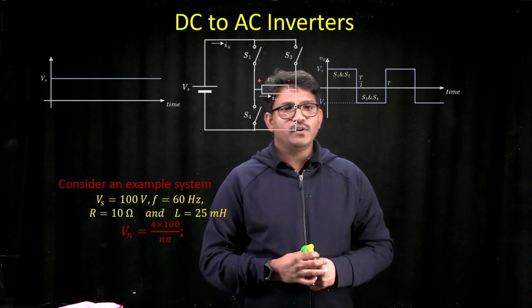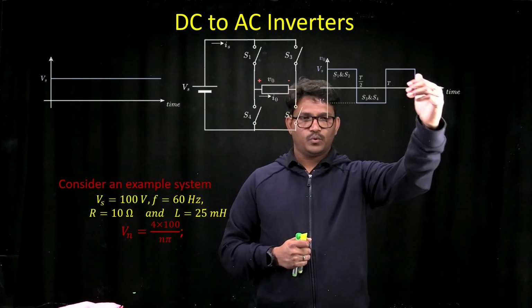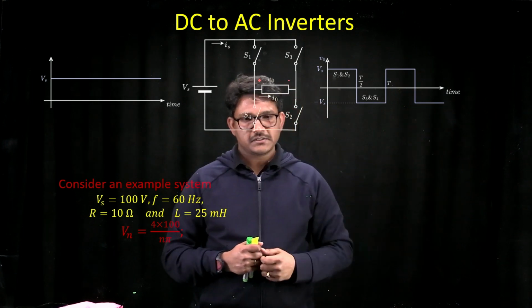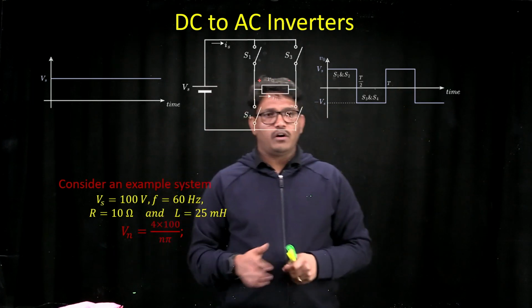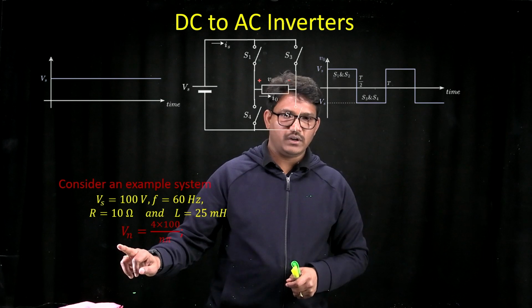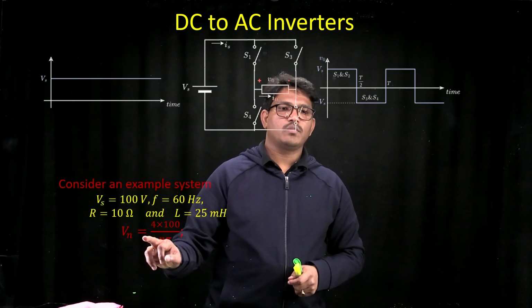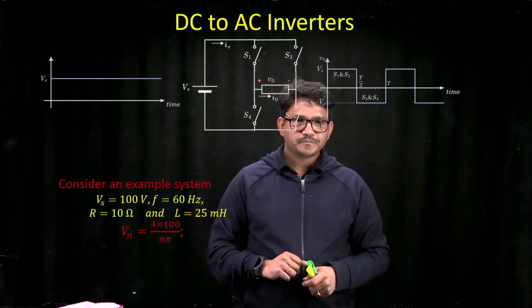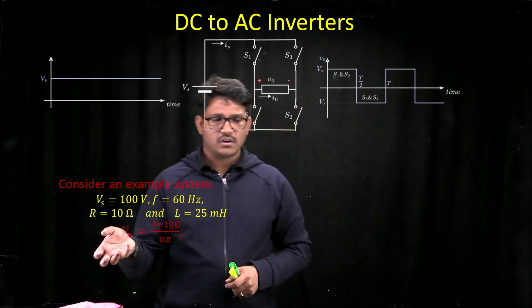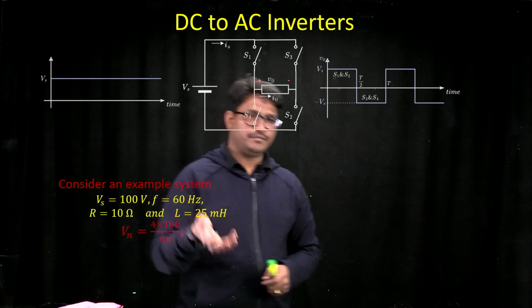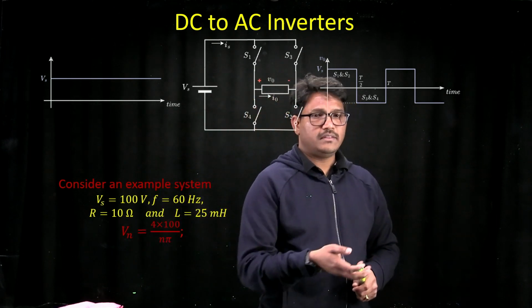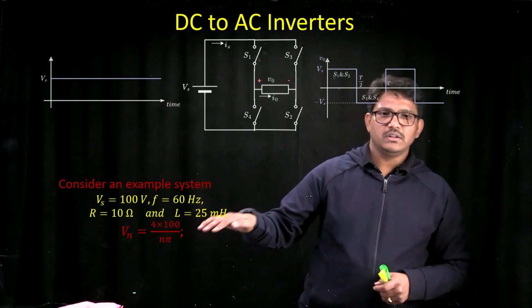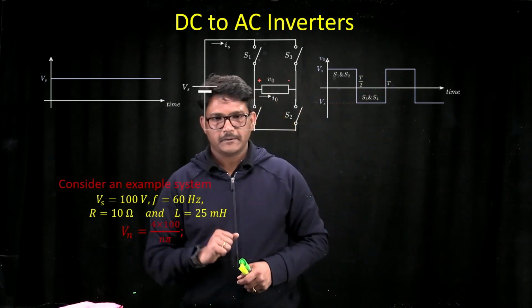Then if you try to represent the square wave output voltage of that inverter using multiple sinusoidal voltages, the peak value of each frequency component will be Vn equal to 4 multiplied by Vs, which is 100 for us, upon n pi. Now, you will have the first order frequency component, third order, fifth order, seventh order, because we know that only the sine waves corresponding to the odd frequencies are present.